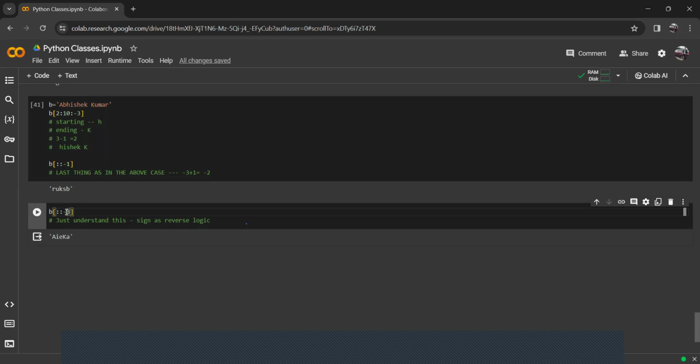Just understand, for your better understanding, that minus is telling you that right now you have to start from the reverse, from the last. And if 3 is there, then from the ending you subtract 1. If 3 is there, then 3 minus 1 will be 2. So from the ending you have to skip two positions and give the output. So this is something known as slicing.